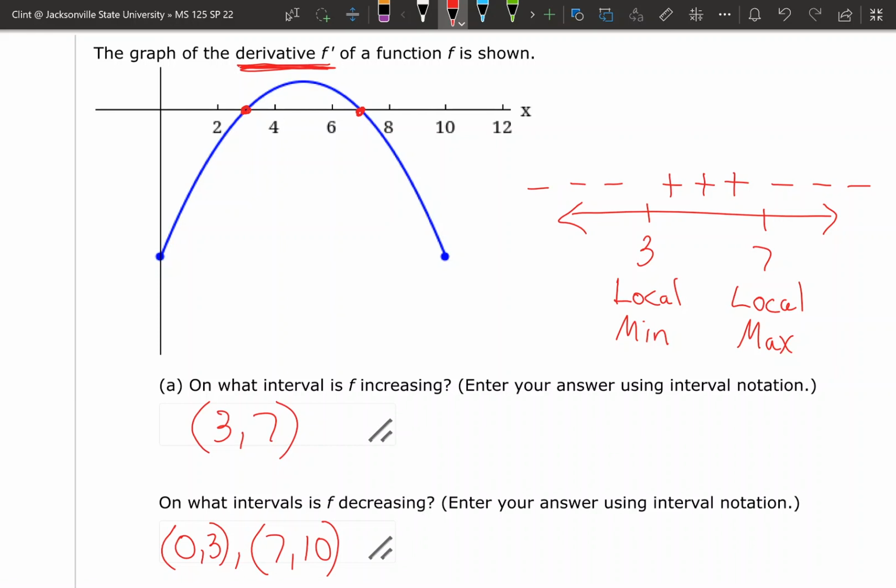Questions on that one? Hanging in there so far?